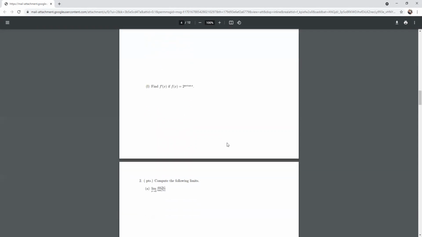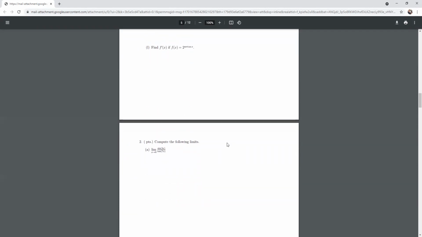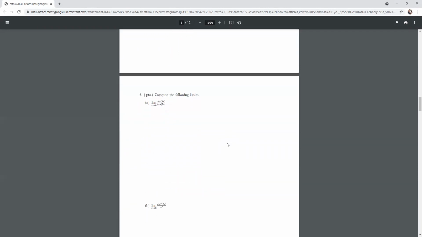So we have a lot more derivatives here. Just kind of scroll by them if anyone wants to give them a try. Okay, we got some limits. Let's try these. Okay, so we have the limit as x approaches 0 of this function here: sine of 3x over tangent of 7x.